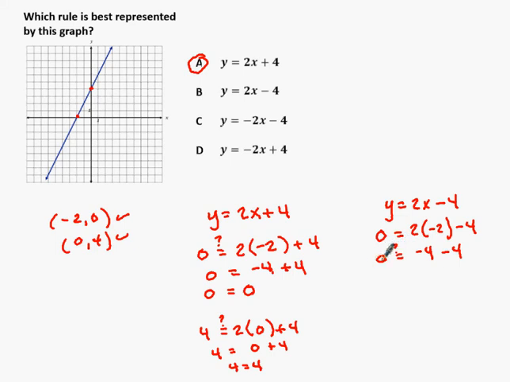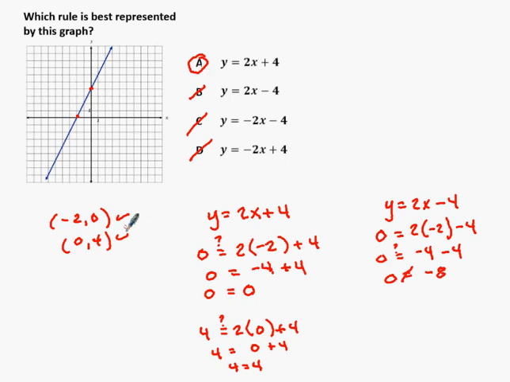-4 minus 4 does not equal 0 like we need it to. Remember, we're checking to see if that's true. It equals -8. And since -8 does not equal 0, this point does not lie on this line or this equation that represents a line. And of course, we would test that for all of them and discover that these do not work either, and answer A is the correct answer.